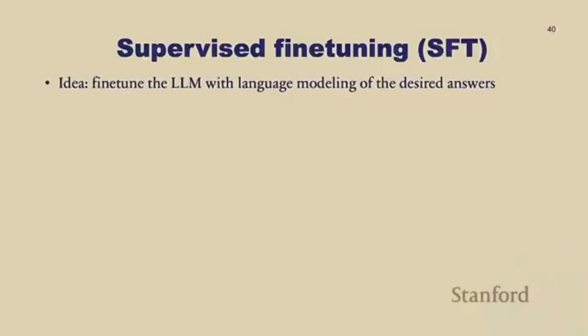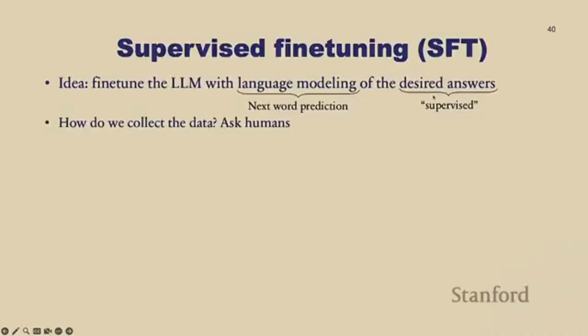Okay, SFT. So supervised fine-tuning is really exactly what I just said, which is the idea of fine-tuning the large language model on basically the desired answers that are collected from humans. So why is it called supervised fine-tuning? Because you basically want to do language modeling on the real answers. So language modeling is this next word prediction, and that's the fine-tuning part. And then you want to do it on desired answers given by humans. So that's why we call it supervised. So how do we collect this data? Well, I just said it. You just ask humans to tell you this is a question. This is the answer that you would want from some of these models.